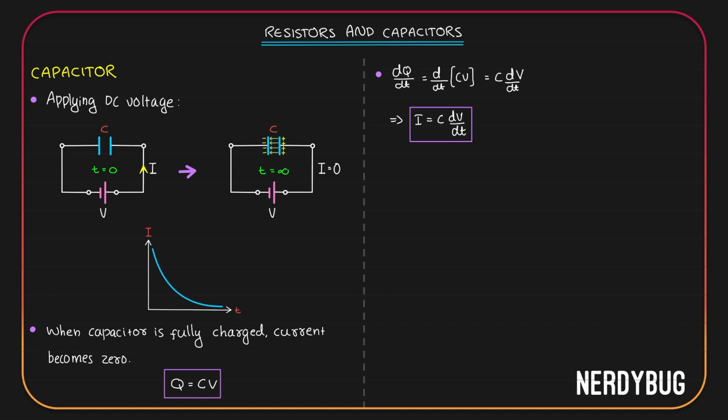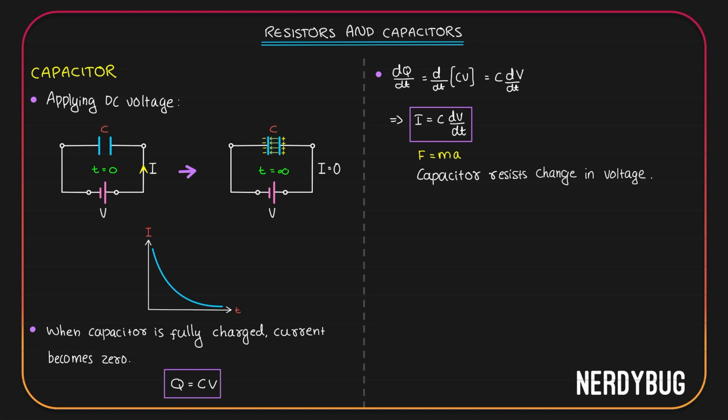Let's compare this equation also with F equals ma. When a force is applied, the body tends to have an acceleration and mass opposes it. Here, force is analogous to the current, acceleration is analogous to the rate of change of voltage, and mass is capacitance. So we can say the capacitor resists the change in voltage.